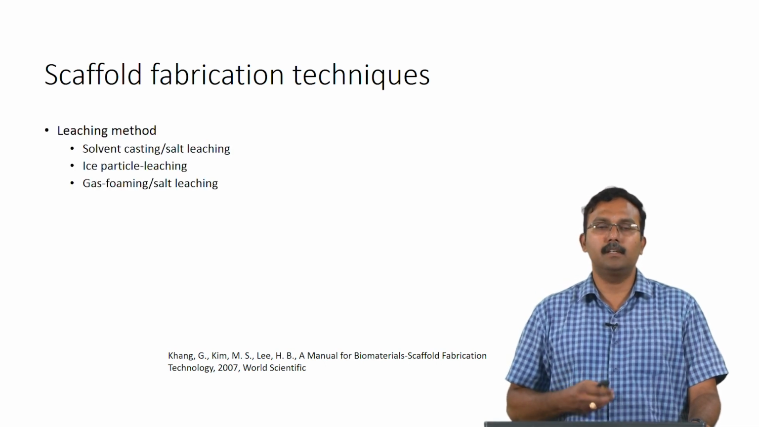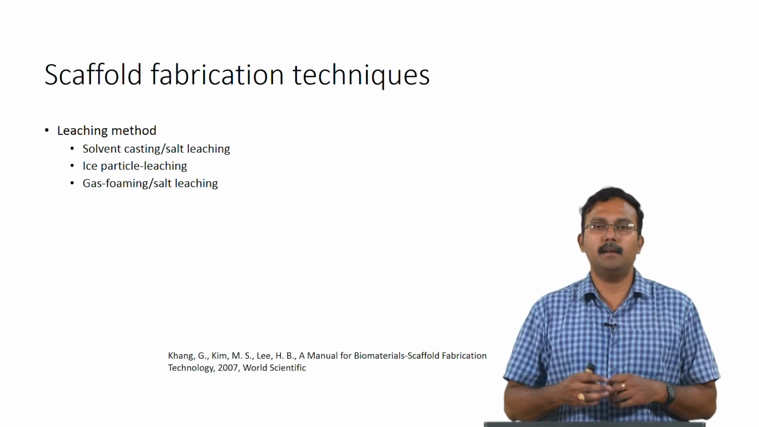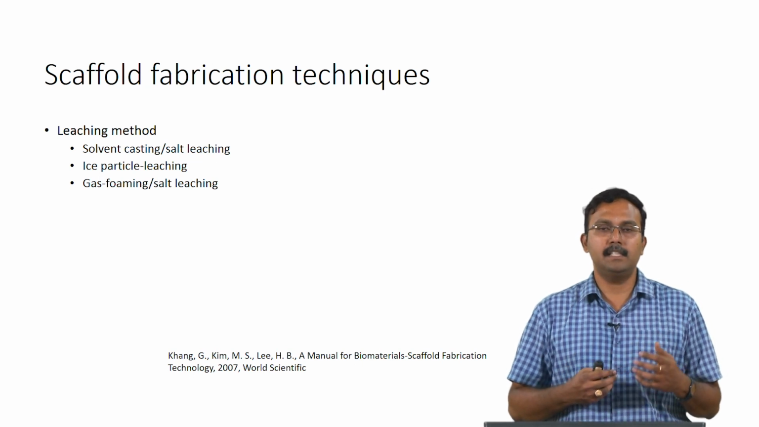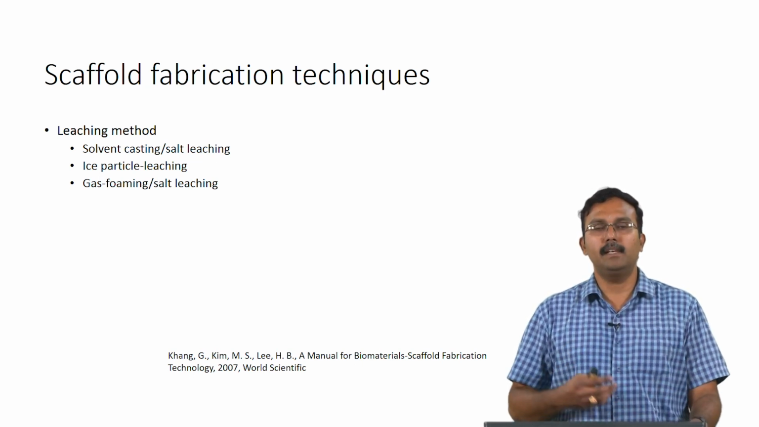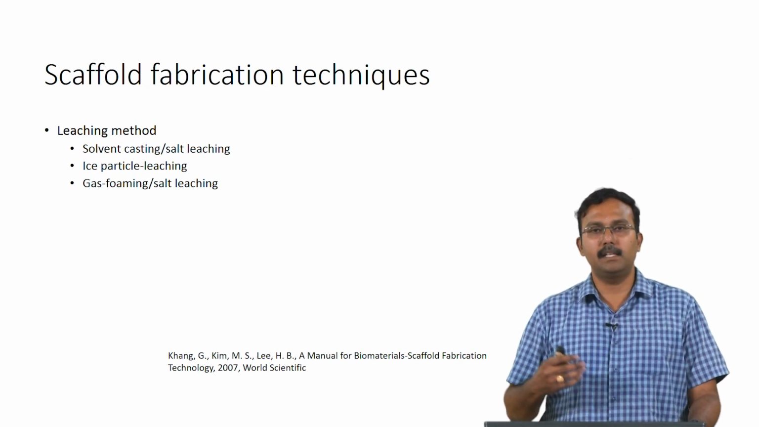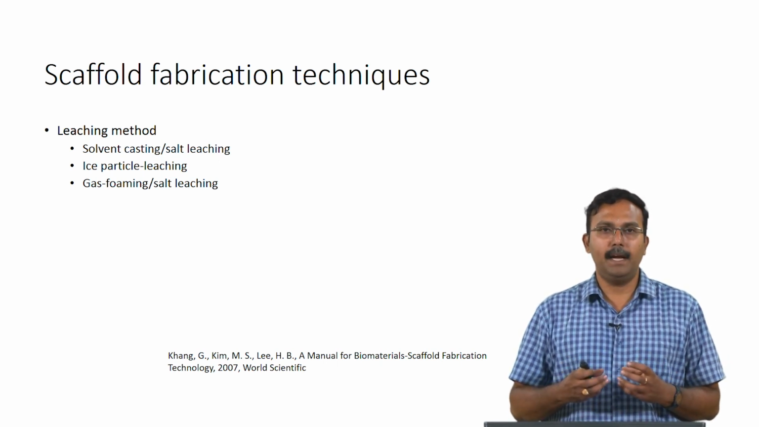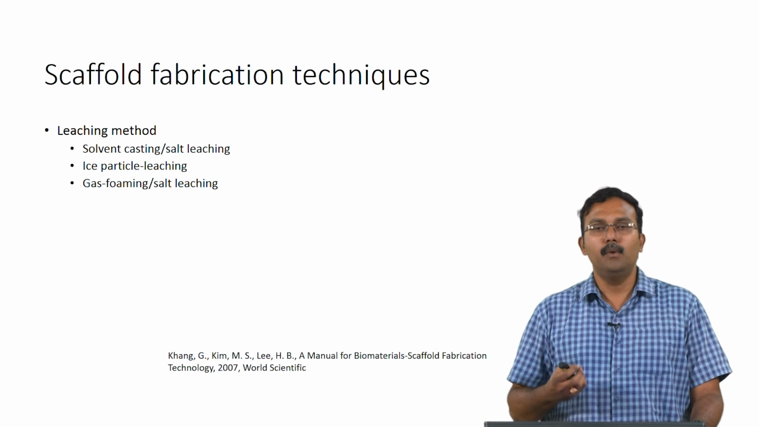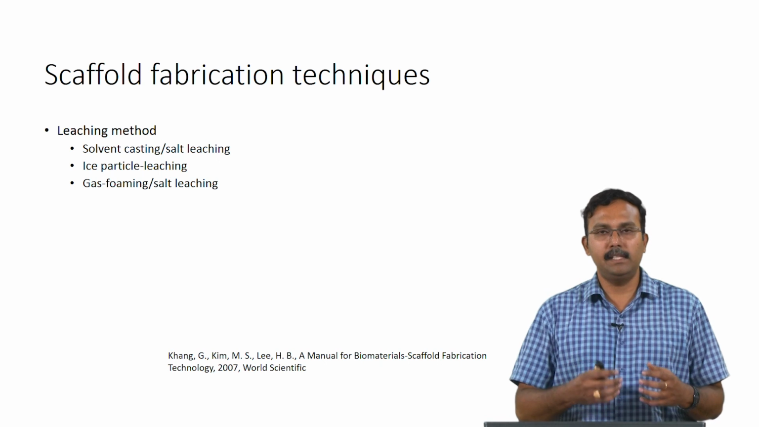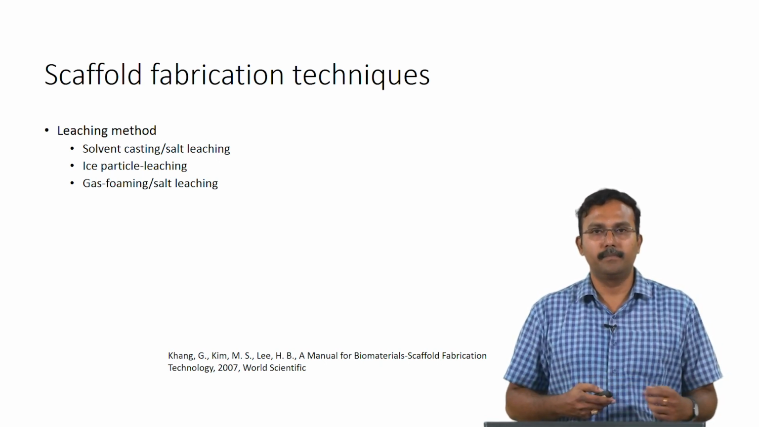The first one is called a leaching method. So, this is a broad category within which there are multiple strategies which can be used for fabricating scaffolds. So, the three strategies which are commonly employed are solvent casting and salt leaching, or ice particle leaching, gas foaming and salt leaching. So, what is done here is a scaffold is prepared and the gas forming salt is leached out to create a porous structure. So, we will see how it is done and how the scaffold would look like if this strategy is used.